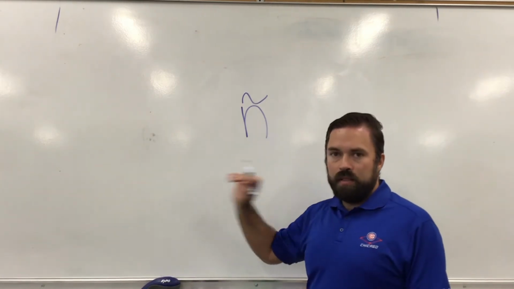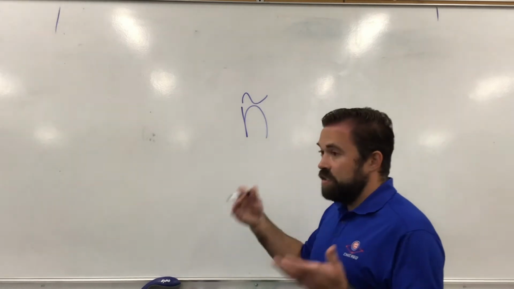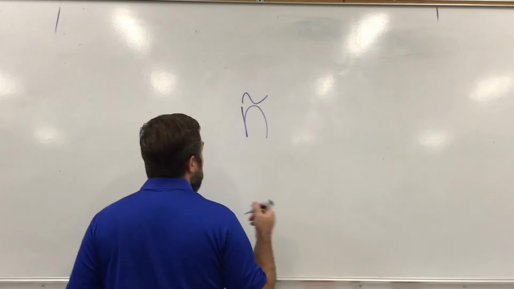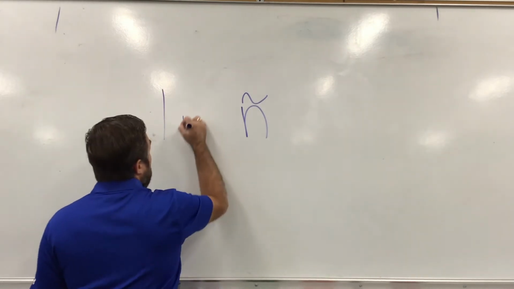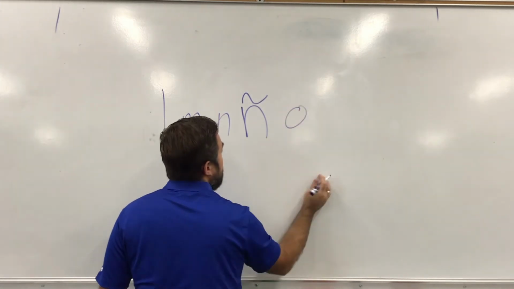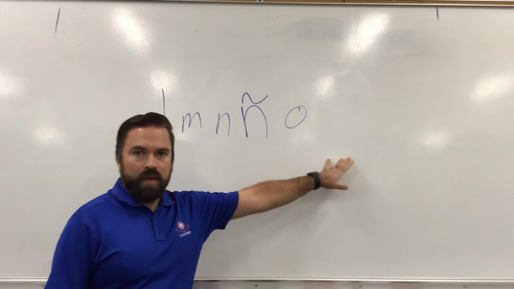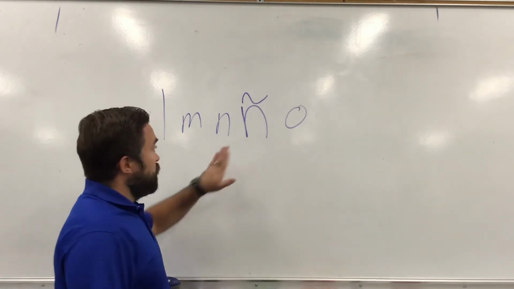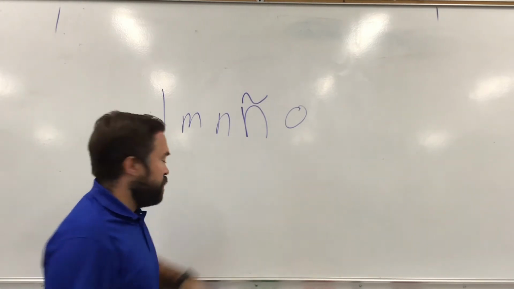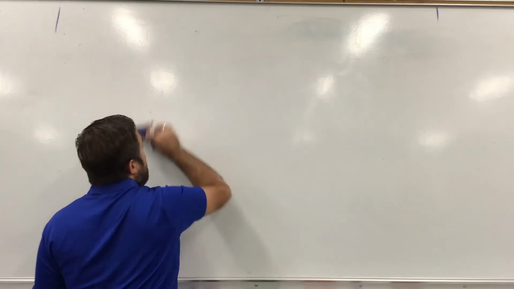It's its own letter. If I'm writing out the alphabet, A, B, C, D, E, F, G, H, I, J, K, L, M, N, then that letter, then we're going to keep going: O, P, Q, etc. So this is called ñ, and you can't forget about it. You can't leave it off. It really does matter.